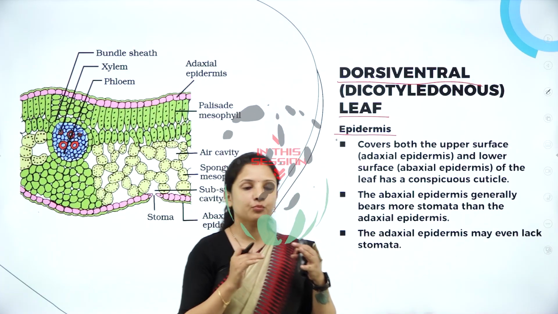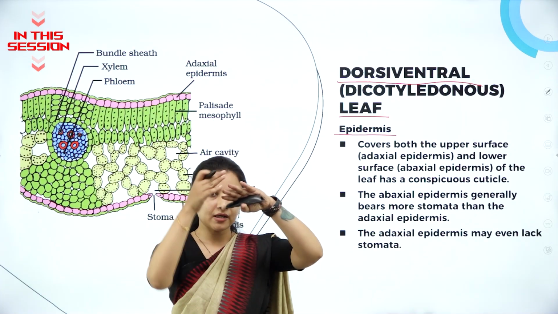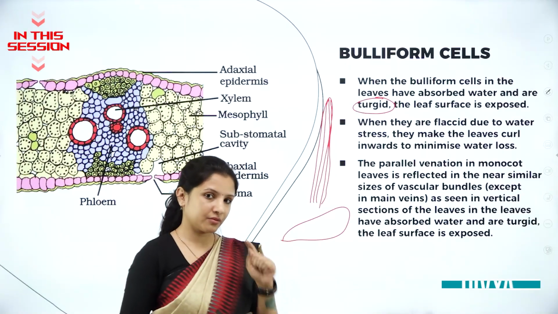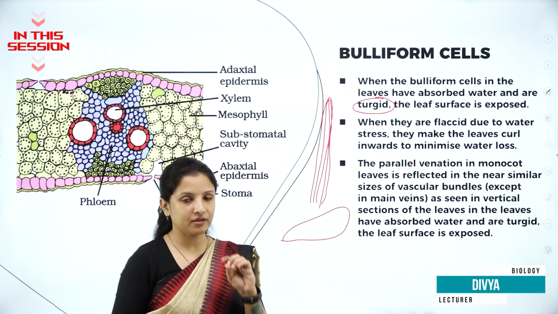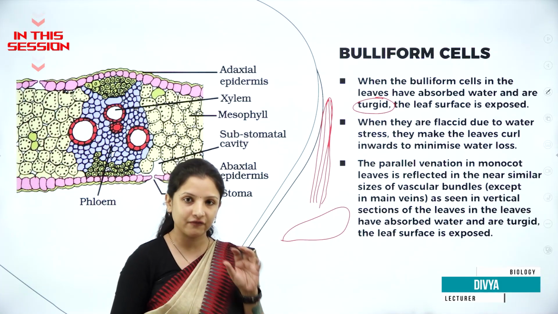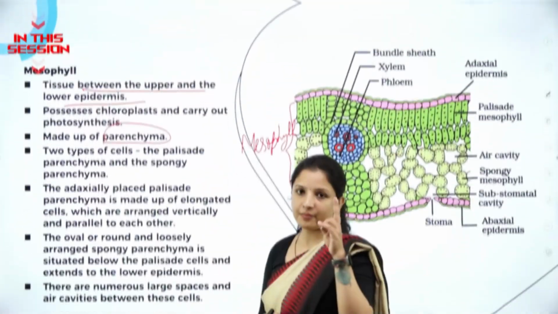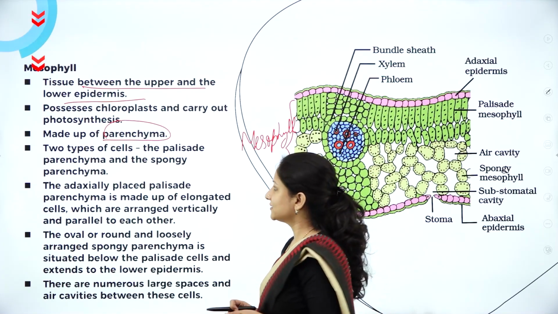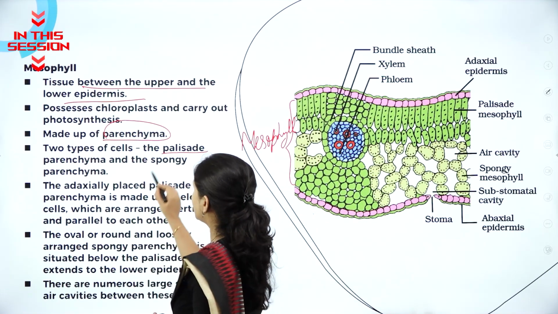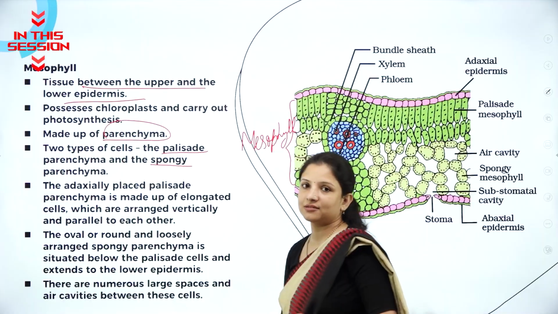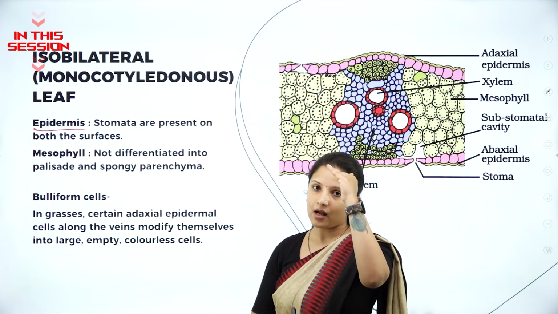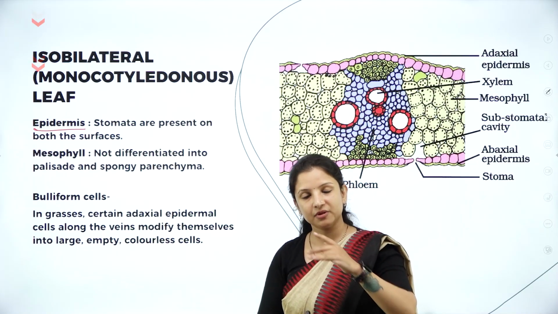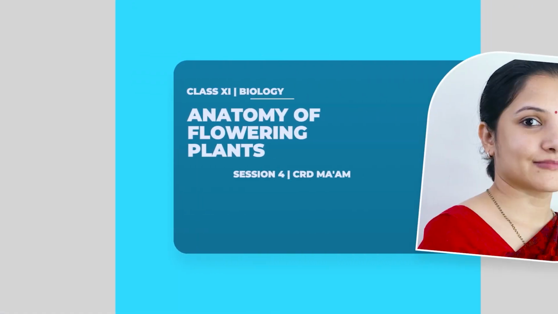Epidermis is present both on the upper and the lower side of the leaf. So if you remember, in dicot I told you the size of the vascular bundle depends on the size of the veins and the midrib, right? They are made up of two types of parenchyma cells, palisade parenchyma cells and spongy parenchyma cells. In the monocots, the stomata are present both in the upper and the lower epidermis. No changes there.